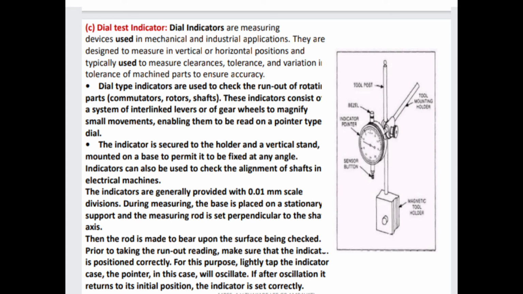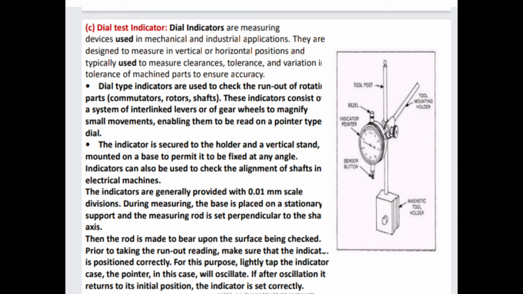Dial type indicators are used to check the run out of rotating parts, commutators, rotors, shafts. This indicator consists of a system of interlinked levers or of gear wheels to magnify small movements, enabling them to be read on a pointer type dial. The indicator is secured to the holder and a vertical stand mounted on a base to permit it to be fixed at any angle.